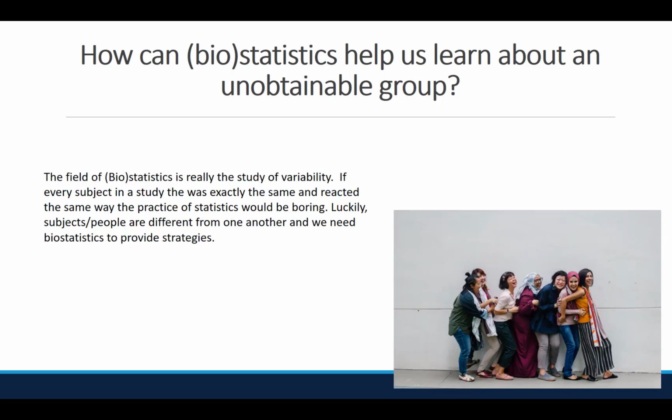How can biostatistics help us learn about an unobtainable group? The field of biostatistics is really the study of variability. If every subject in a study was exactly the same and reacted the same way, the practice of statistics would be boring. Luckily, subjects or people are different from one another, and we need biostatistics to provide strategies.